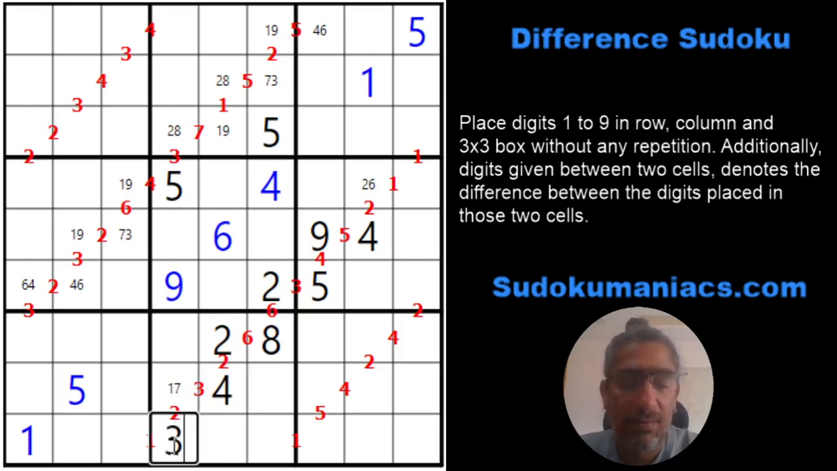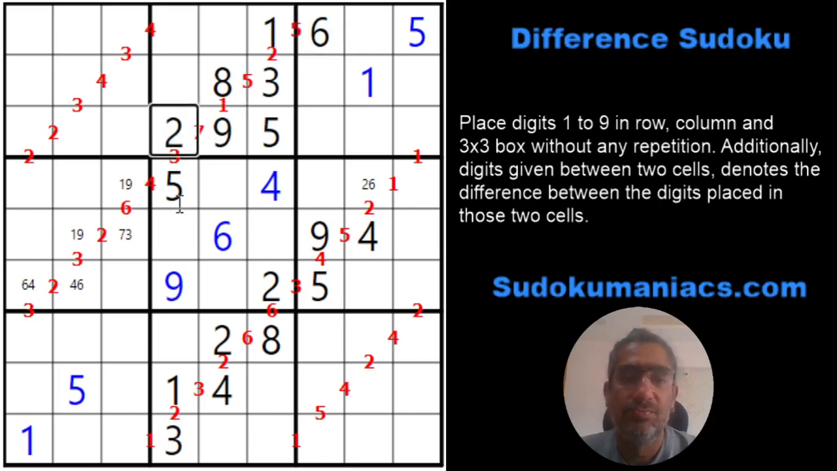For a 1, this can be a 3. For a 7, this can be at a difference of 2, 5 and 9. But we already have 5 and 9 in the column. So we know for sure this is a 1, this is a 3. Now you got a 2. So that becomes an 8. Difference of 3 is a 5. So 1. And this is your 6. 9, 2. And slowly the puzzle has started opening up.